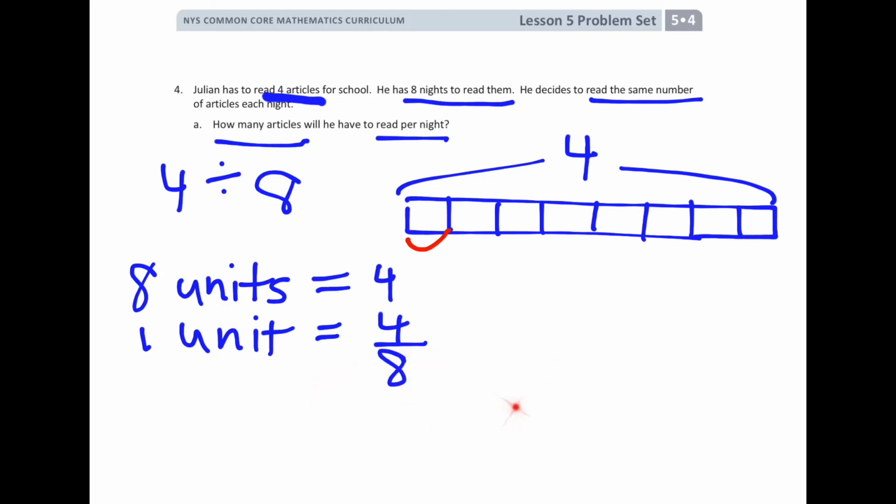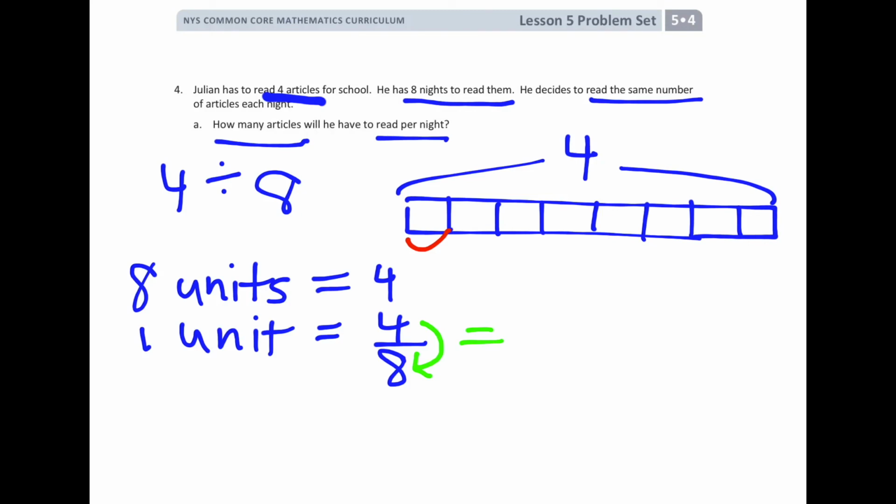Now something that's important is I will go ahead and accept credit if you have 4/8. But once you start moving on throughout this year, and especially in middle school, they will not accept this. You need to simplify it. And simplify means basically if these numbers can become less or smaller. And one way to figure that out is to see if this top number can go into the bottom number.